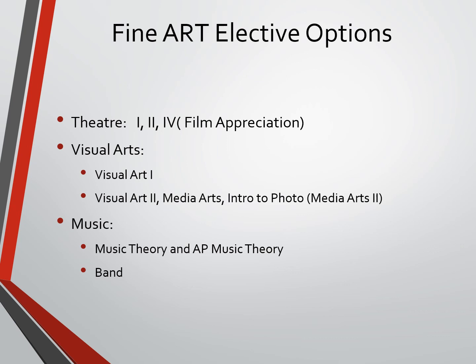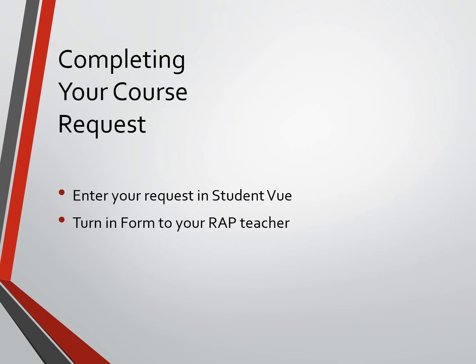Likewise, if you're in band, make sure you check with Mr. Evans and Mr. Whitstruck about how you should be filling out your course request form to make sure you are signing up for the right band class. After you have completed your form and gotten any necessary teacher initials, review your selection with your parents or guardian, get them to sign your form, and then enter your requests online in Student View.